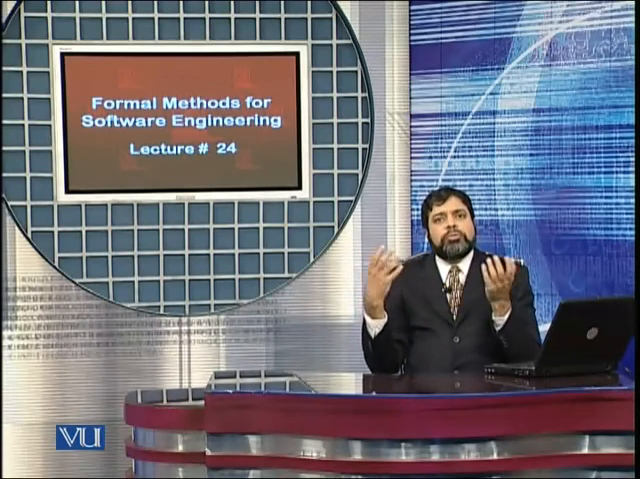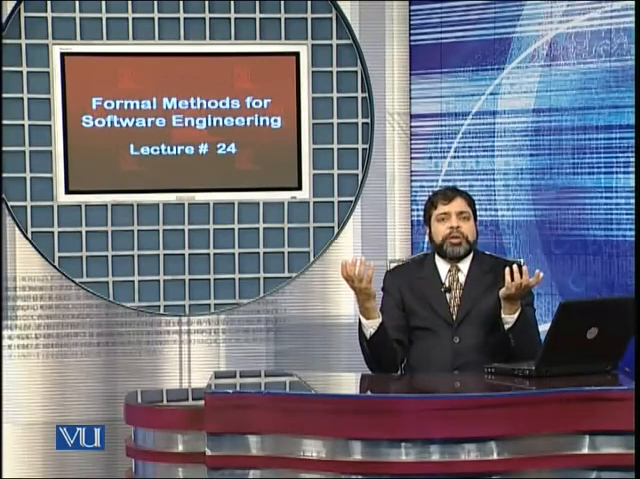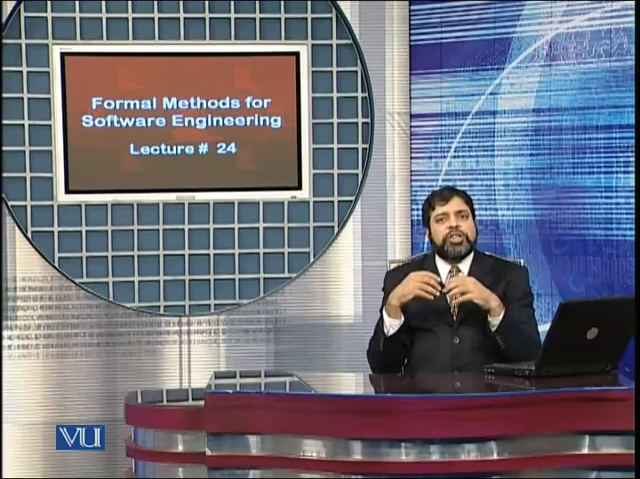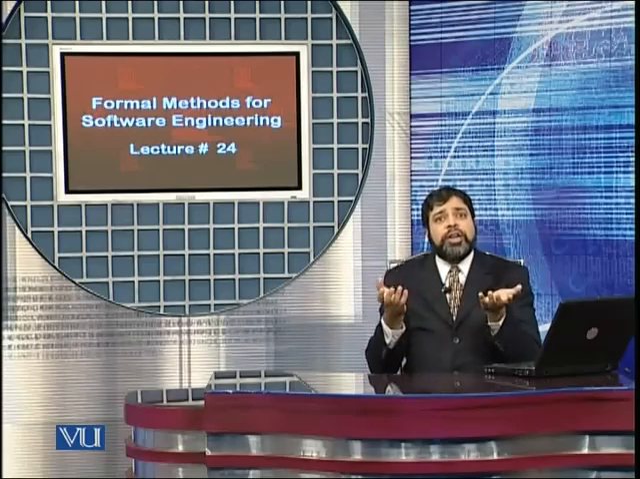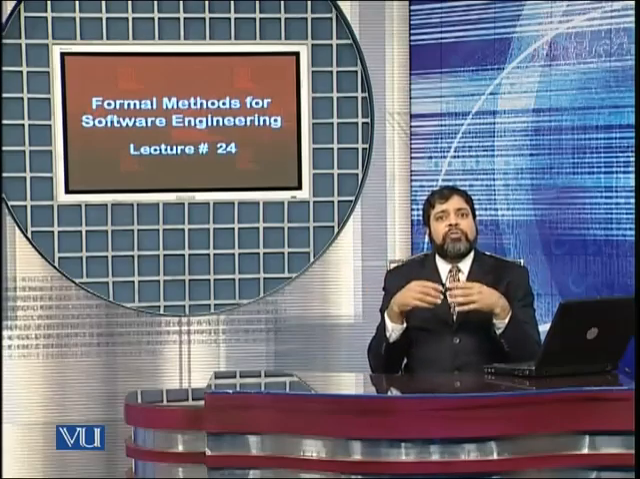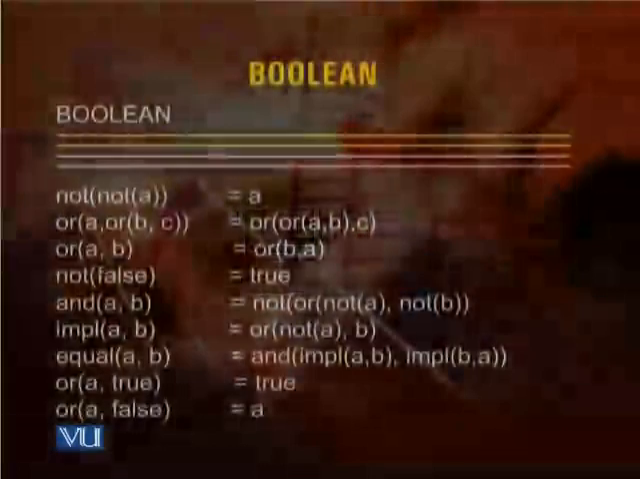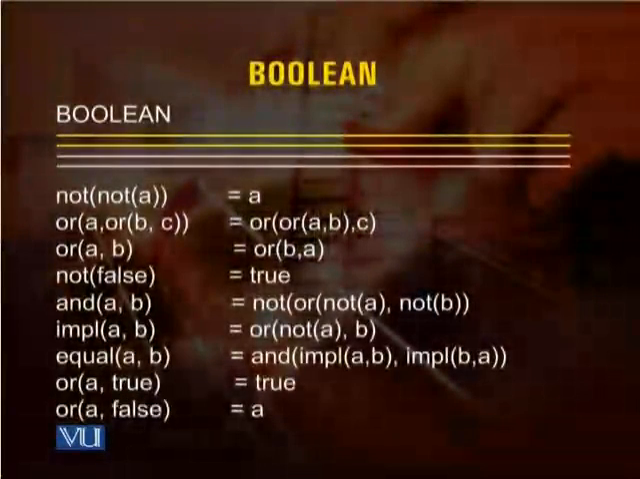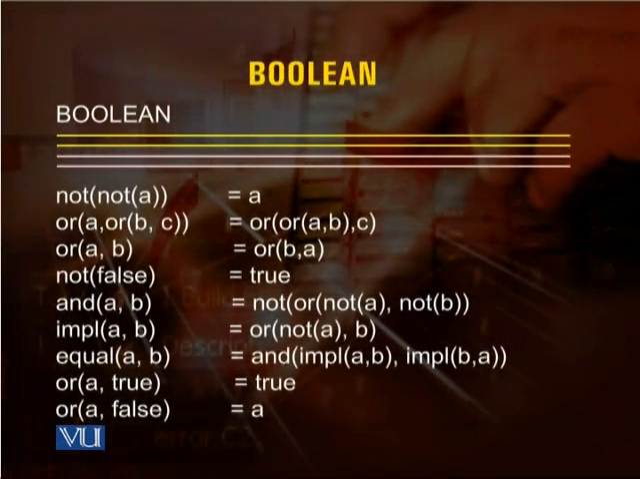So what does that mean? जरा इस पे गौर कीजिए, यकीनन आप इस नतीजे पे पहुंचेंगे कि I do not need to define that not of true is equal to false. Then I have OR of A comma OR of B comma C is equal to OR of A comma B comma C, and OR of A comma B is equal to OR of B comma A.